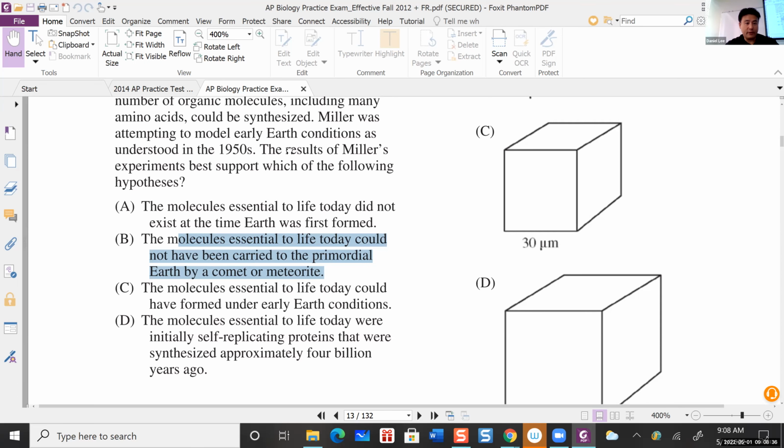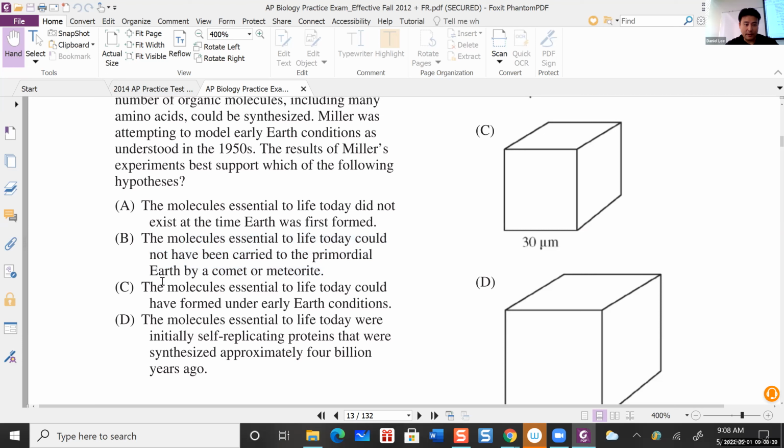So again, we're looking for the result that is supported by which of the following. So a molecule essential to life today could have been formed under early Earth conditions. So that's the point, right? So this would be the answer, right? Okay, and it's not talking about self-replicating protein.